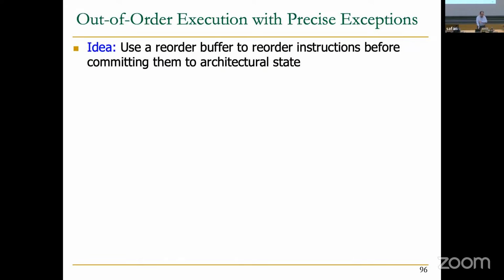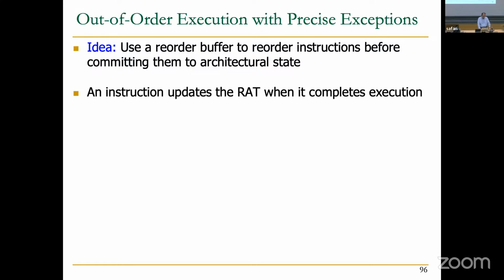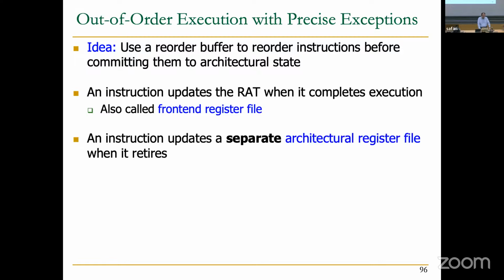So we covered a little bit of out-of-order execution, but remember that we ignored the reorder buffer. Now we want to get back to that to provide precise exceptions. So we have out-of-order execution with precise exceptions. The idea is that we want to use a reorder buffer to reorder instructions before committing them to the architectural state. An instruction updates the RAT when it completes execution, also called the front-end register file.